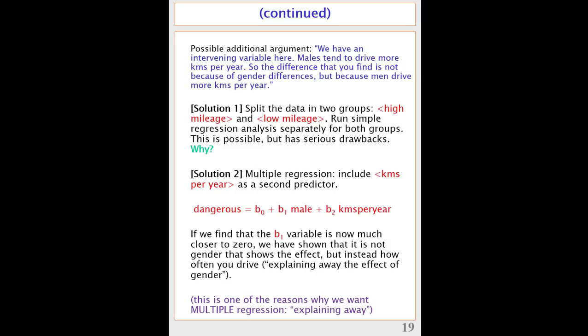Now what you get if you do this together is, also if you have more than 2 variables here, for each and every variable you get the net effect given that you have included all the other variables. So this is controlling for that there are differences in terms of kilometers per year, and then checking is there still an effect of being male, yes or no. So let's see how that would work out.